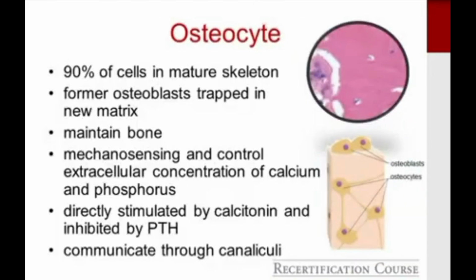The osteocyte is a mature bone cell. It forms 90% of the cells in the mature skeleton. These are former osteoblasts which are now trapped in the matrix. These maintain bones. They have mechanosensing and control extracellular concentration of calcium and phosphorus. These are directly stimulated by calcitonin, and they're inhibited by parathyroid hormone. These communicate to each other via canaliculi.